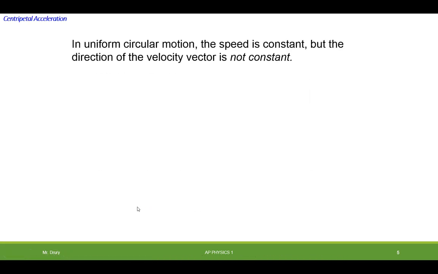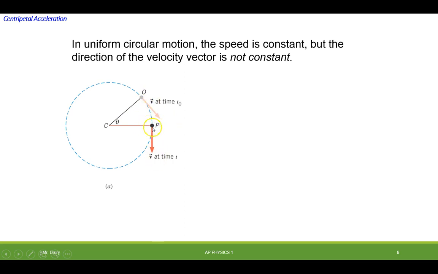All right, in uniform circular motion, the speed is constant, but the direction is not constant. So let's take an example. We have an object going around in a circular motion. At time 0, it would want to fly off on a tangent at this point due to Newton's first law. If the string broke, it would fly off on a tangent. So this radius is always perpendicular to the velocity vector it wants to fly off at.